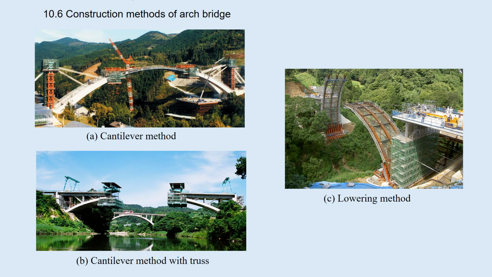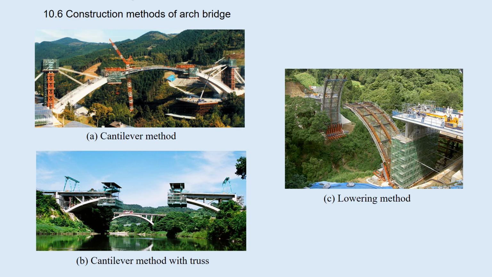10.6 Construction methods of arch bridge. The erection of arch bridges is, in general, a bit complicated. A is a cantilever method where the arch rib is erected from the end support towards the span center with temporary stays. B is also the cantilever method using the truss members.